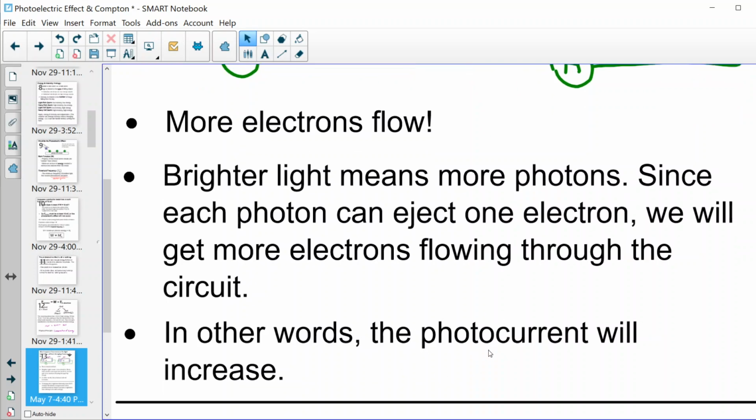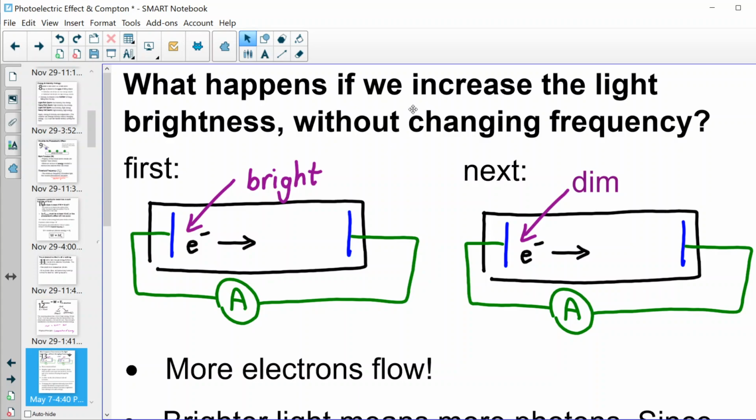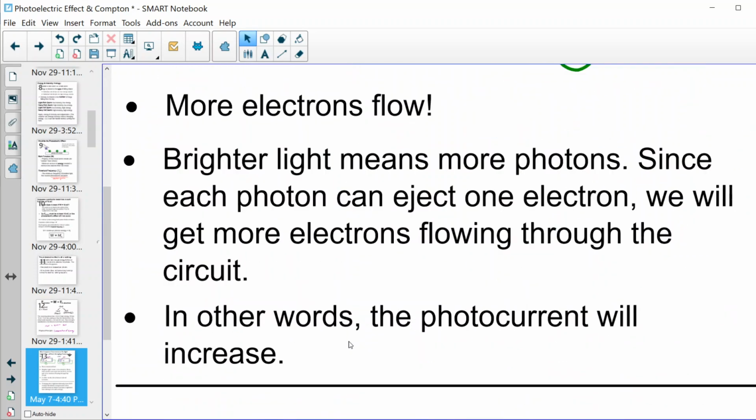Photocurrent just means current. It means a current that came from the photoelectric effect, but it is just a current. Current depends on the number of electrons. So if you have more electrons flowing, your current is going to go up. So you have to know, if you increase the light brightness, as long as you're above the threshold frequency, the current is going to get bigger.